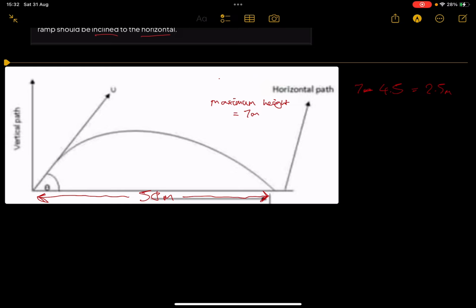Now that is the case because if you have a ramp and you want to reach 7 meters, and this is already 4.5 meters above the ground, this is the total distance that you need to cover to get to that 7 meters, which would be 2.5 meters.